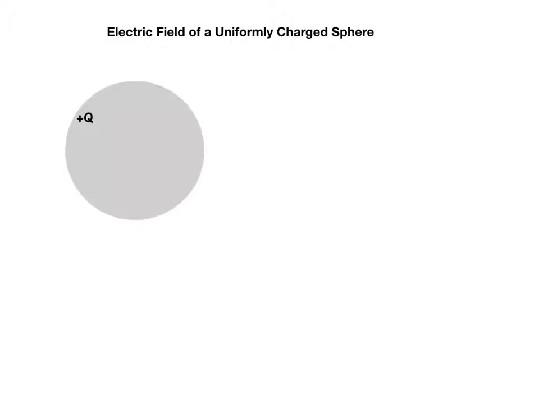So we'll start with a sphere with the charge plus q spread uniformly throughout the entire volume of the sphere. The actual physical radius of the sphere will be big R, and we will ask what is the electric field at a distance little r away from the center. Now we have two possibilities. One, if little r is actually larger than the actual physical radius of the sphere, that means we are outside the sphere.